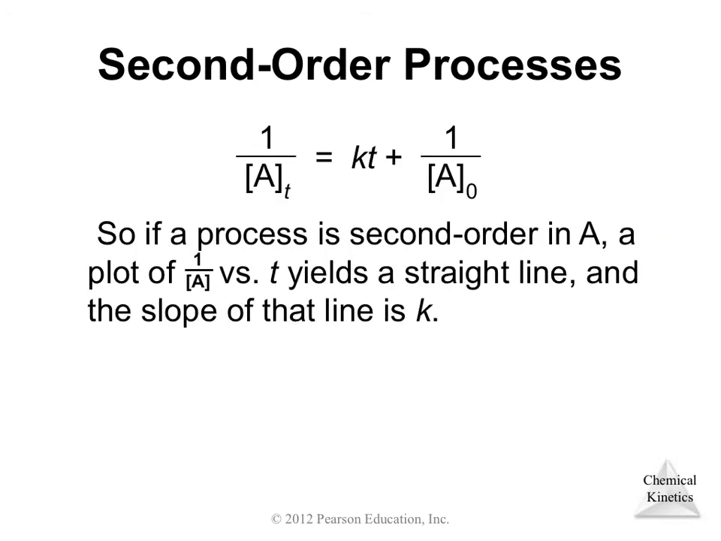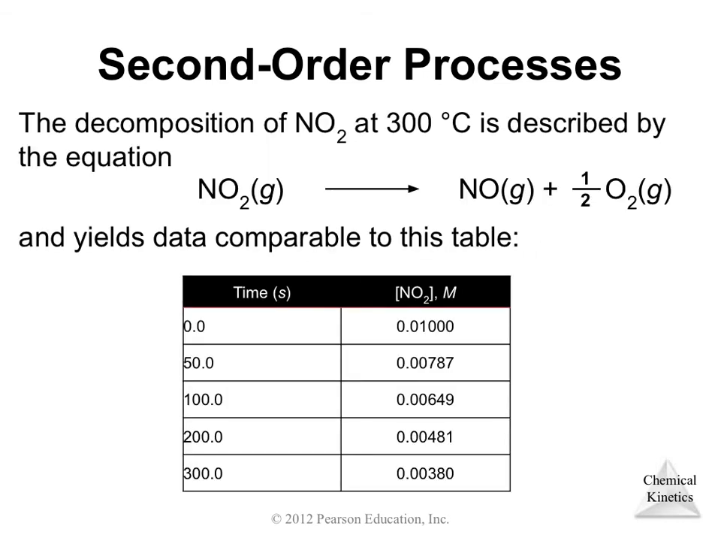Okay, so if the process is second order in A, the 1 over the concentration versus time graph yields a straight line, slope is K. So that's what we just said on the previous slide. So if we look at this data, we would see the decomposition of the NO2 at 300 degrees Celsius is described by this data. So we collected time data, and then we measured the concentration of NO2. It's a reactant, so it doesn't surprise me that it goes down. If we look here, the intervals are not equal, so we know that it wouldn't be a straight line.